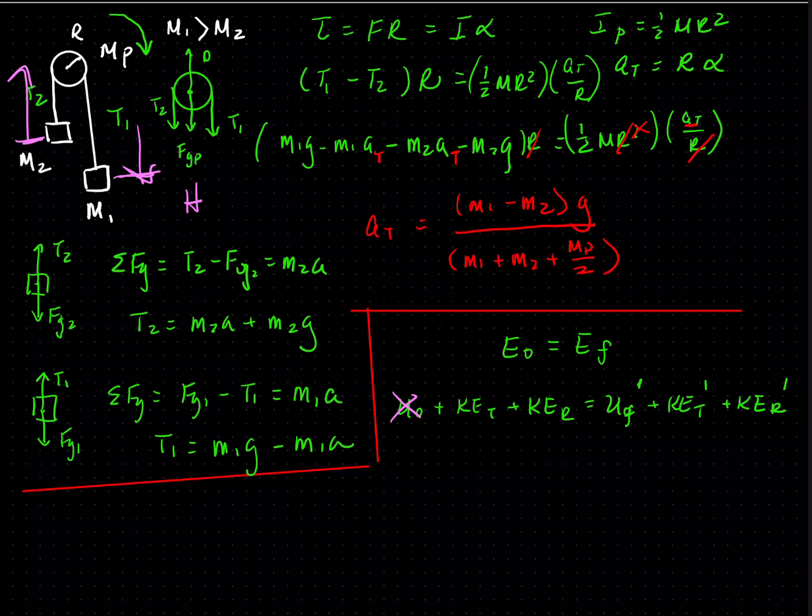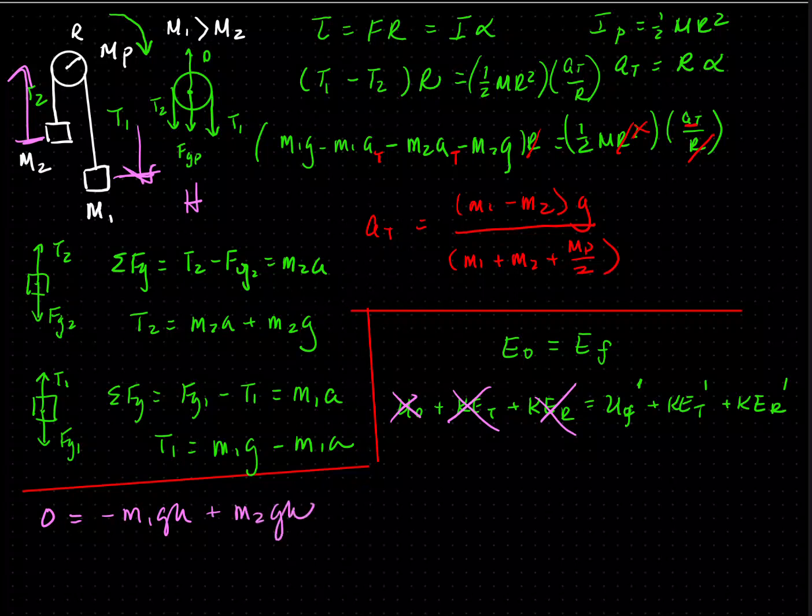M1, M2, and the pulley do not have a translational motion because everything is starting at rest. There is no rotational motion because they're starting at rest. So my initial energy is going to equal 0. By convention, falling is negative, so the potential energy of M1 is negative, so negative M1 gH.